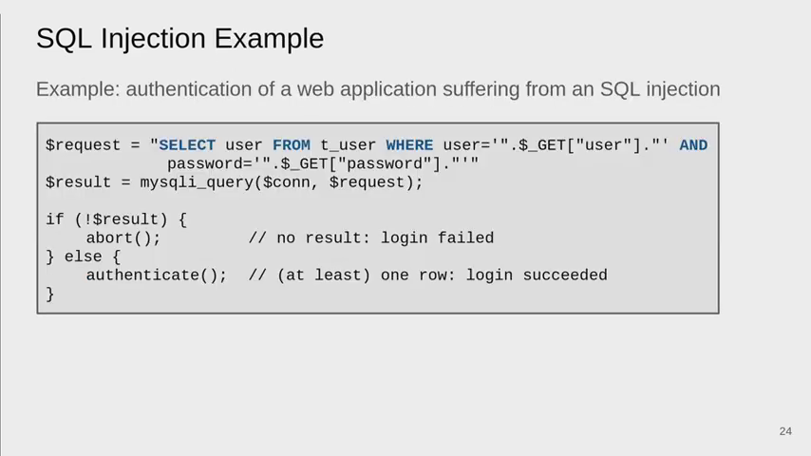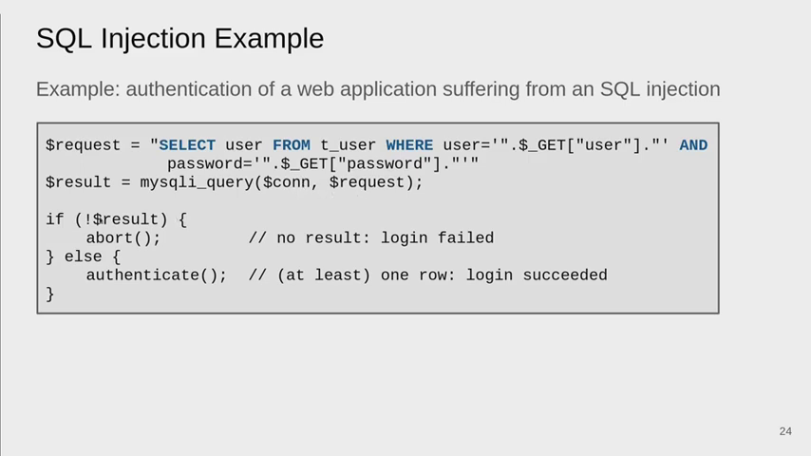Now, if we turn this around and look at SQL injection, a web application may create a SQL string as follows. It is a string that is being sent to the database. Request equals select user from tuser where user equals get user and password equals get password. What you see here are these beautiful quotes. A double quote tells you this is a string. Then you have a single quote, and you concatenate it with whatever is in this variable, and then you continue concatenating. Then you run a MySQL query using a connection you've established before to the database server.